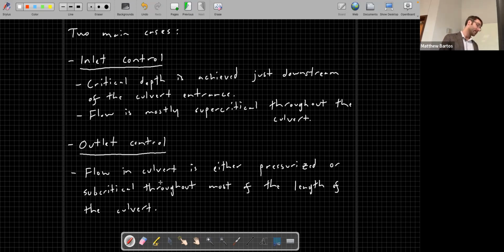All right. Are there any questions on these two types of culvert control before we move on? Any questions conceptually about inlet and outlet control?